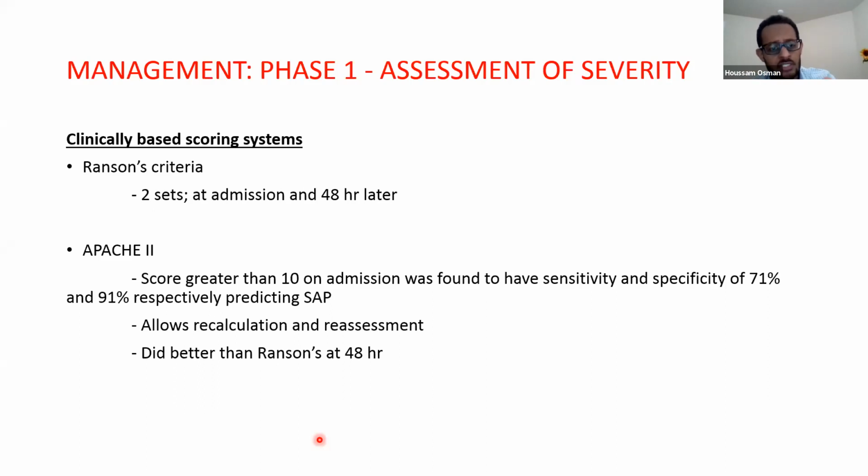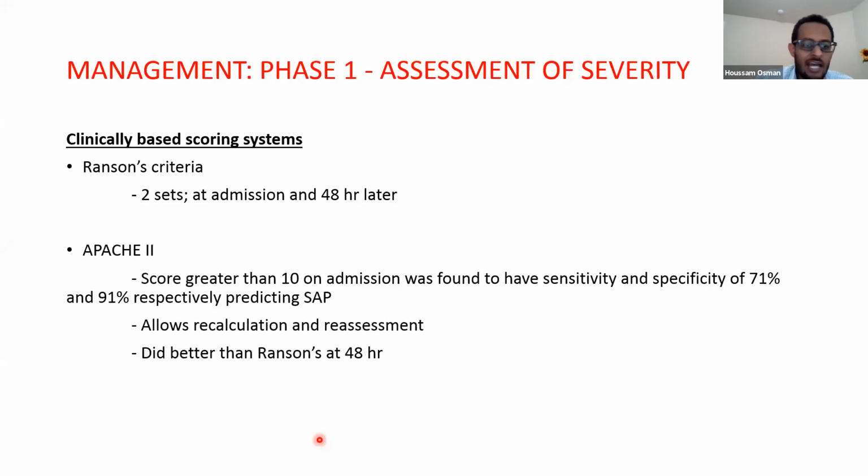So we have the clinical-based scoring systems, the Ranson criteria, and the Apache 2. For Apache 2, you can Google it, and there's a calculator. It's based on clinical information, patient age and clinical information, and you just put in the numbers and it will give you the score. What we found is that a score greater than 10 on admission has a sensitivity of 71% and specificity of 91% for predicting severe acute pancreatitis. The good thing about the Apache 2 is that it allows recalculation and reassessment, and it did significantly better than Ranson at 48 hours. And we said Ranson was less than 80% at predicting severity.